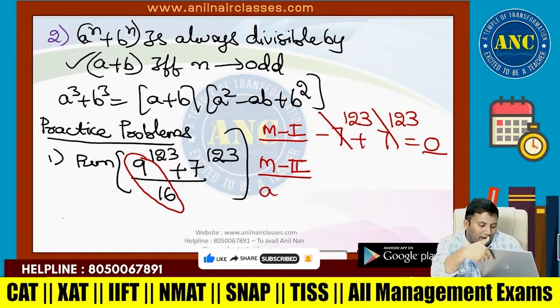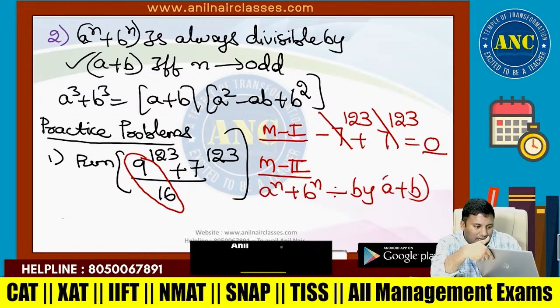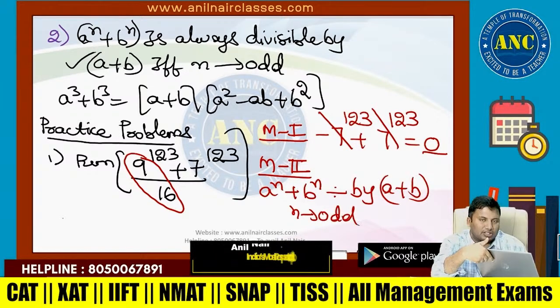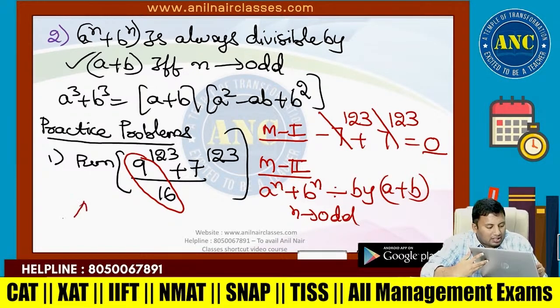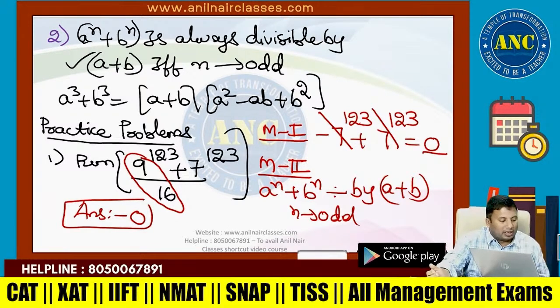Method 2. a^n plus b^n is always divisible by a plus b if n is an odd number. 123 is an odd number. So the answer for this question is 0 by using the a^n plus b^n concept.